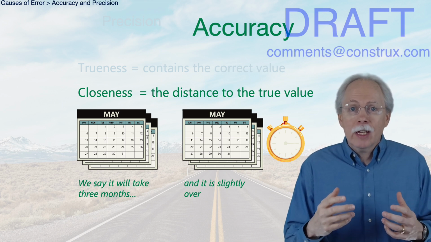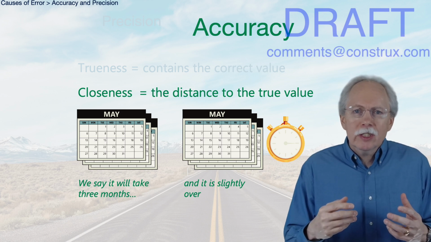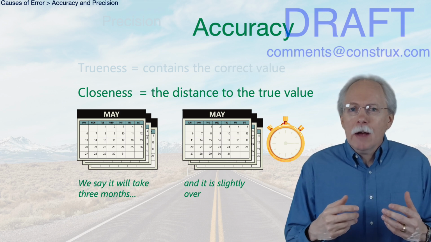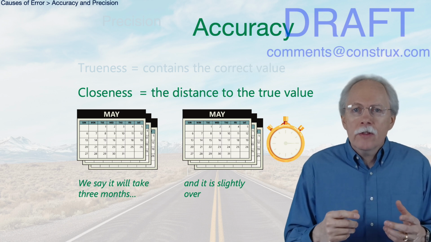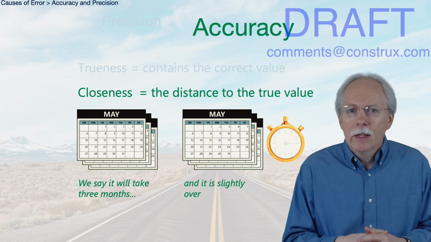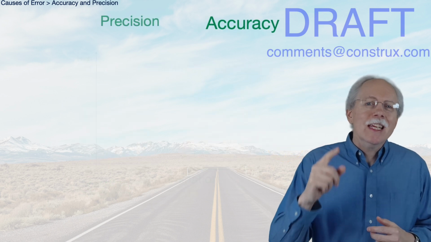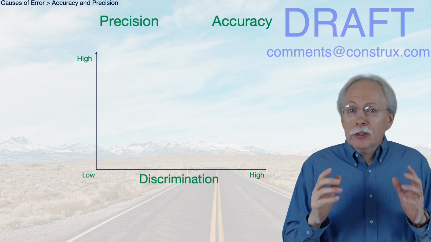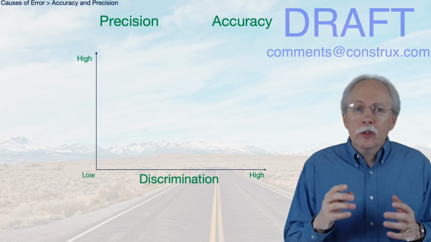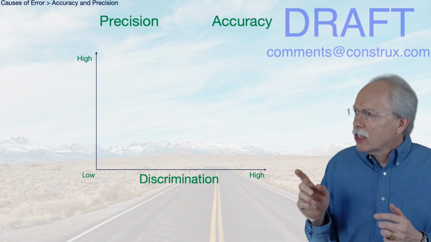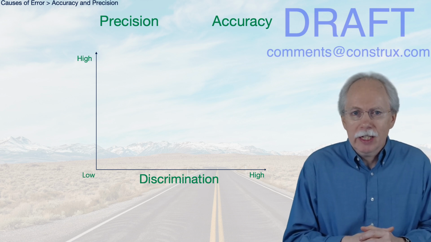If I said a task is going to take 2 months, and it took 2 months and just a few hours more, you might say I was fairly accurate. That is, I was close to the actual value, even though it wasn't the true value. This is where we get into problems. There's a relationship between precision and accuracy, and we're going to use the discrimination sense for precision on the x-axis as we talk about accuracy here.